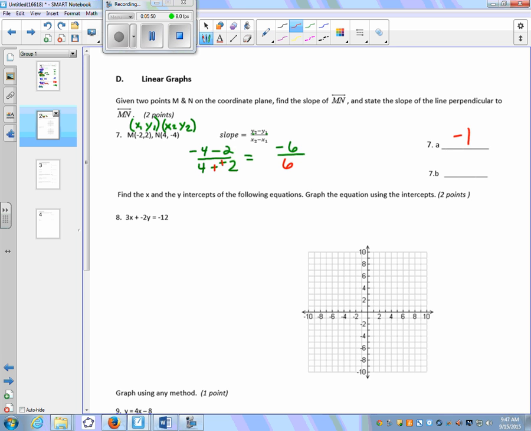The perpendicular line, the slope would be opposite reciprocal. So you're going to flip this upside down and opposite change the sign, so it has to be a positive 1.